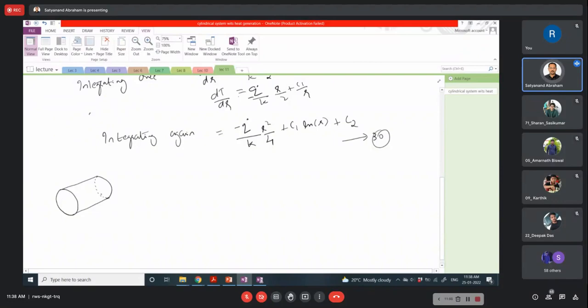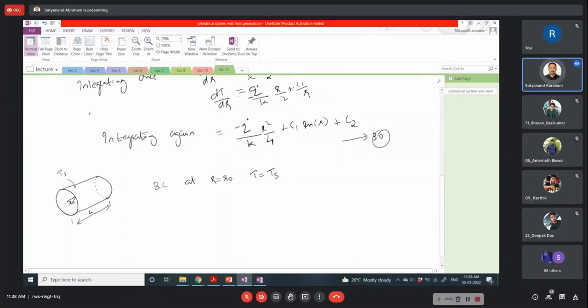Okay, so this is our solid cylinder. Its radius we are giving as R0, and the surface temperature we are giving as TS. This length we can give as L. Therefore, the boundary condition: at r equals R0, T is equal to TS. That is one boundary condition, but we need a second boundary condition also.